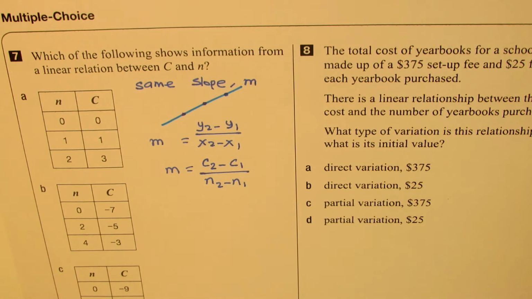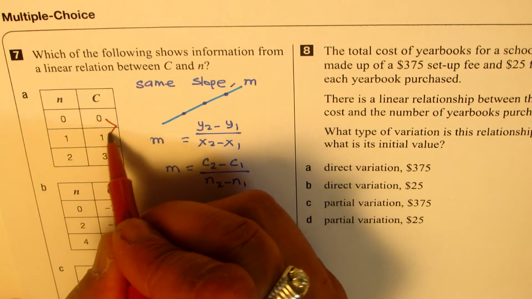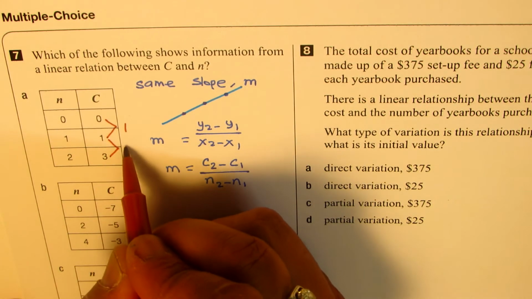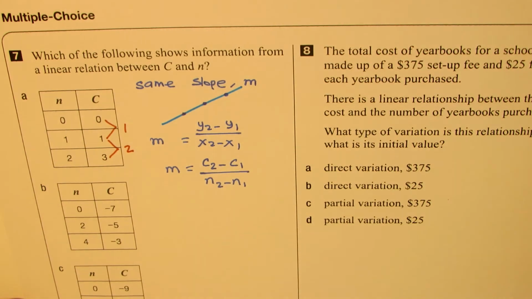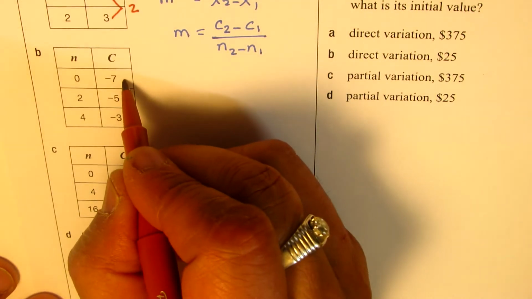Now let's figure out the slope for the first one. So here n is going up by 1 and this is going up by 1 and here it goes by 2. So it's a different slope, right? So that is not linear. Perfect. Let's do the second one.